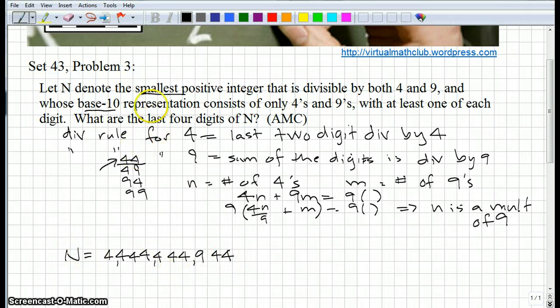But the question just asks for the last 4 digits of n, and they are 4944. All right, so there you go. There's the answer.